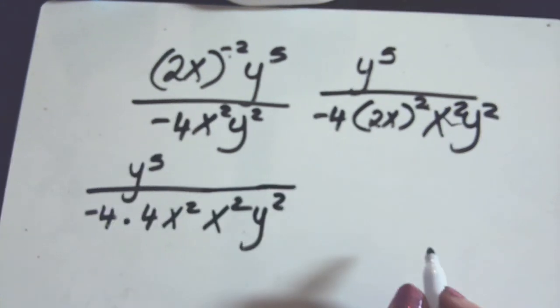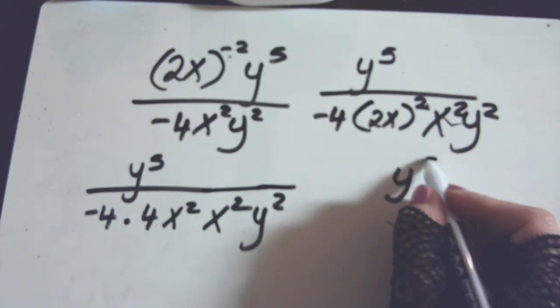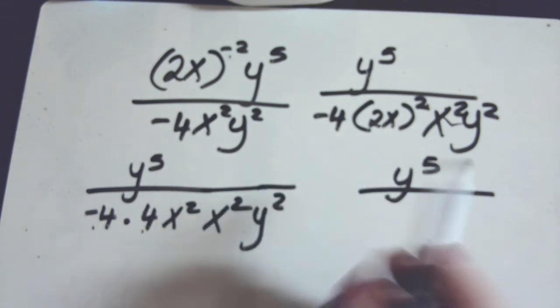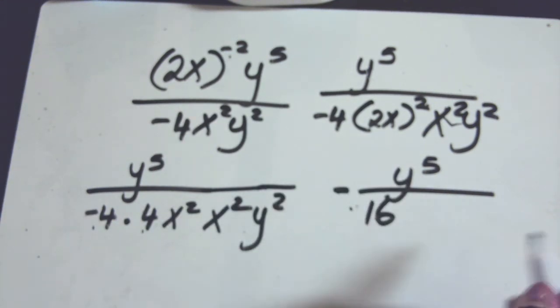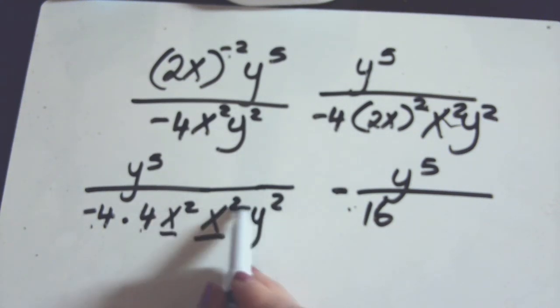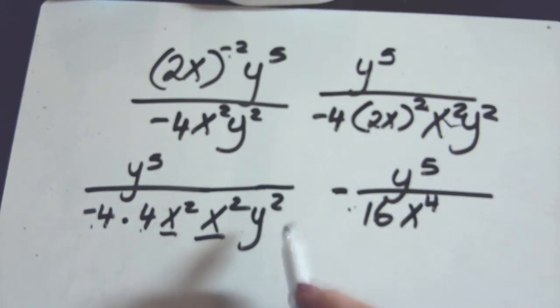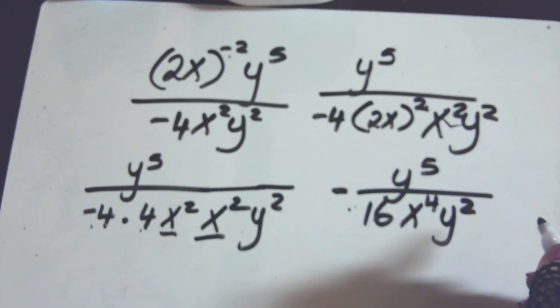So I'm showing how I worked every step. So again, I've got y to the 5th. On the bottom, I've got negative 4 times negative 4, and I'm going to put the negative out here. That's just a number. Then I've got x and x here. Remember, you add them together. So 2 plus 2 is 4. And then y to the second power.